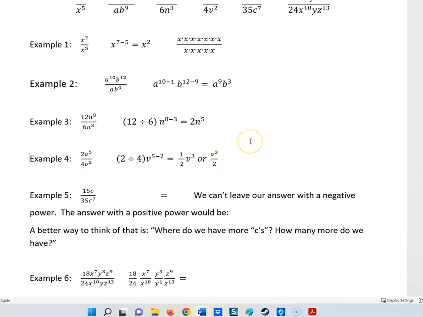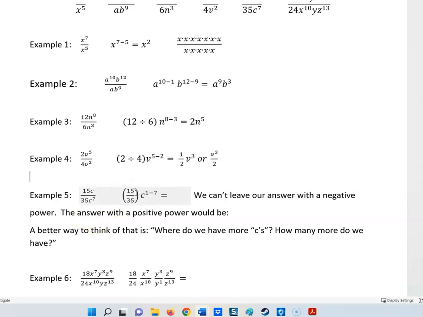Example 5 is where we run into problems because if you look at where the c's are, do we have more c's on top or more c's on the bottom? Well, we have more on the bottom. Up till now, they've all been more in the numerator. So what does that make us do?